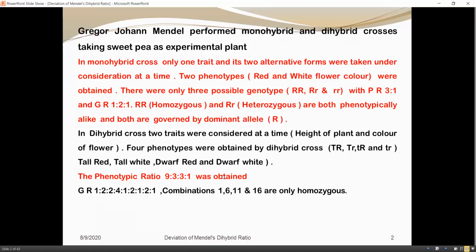The phenotypic ratio 9 is to 3 is to 3 is to 1 was obtained, and genotypic ratio, as we have already seen, was 1 is to 2 is to 2 is to 4 is to 1 is to 2 is to 1 is to 2 is to 1, and the combinations 1, 6, 11 and 16 are only homozygous.